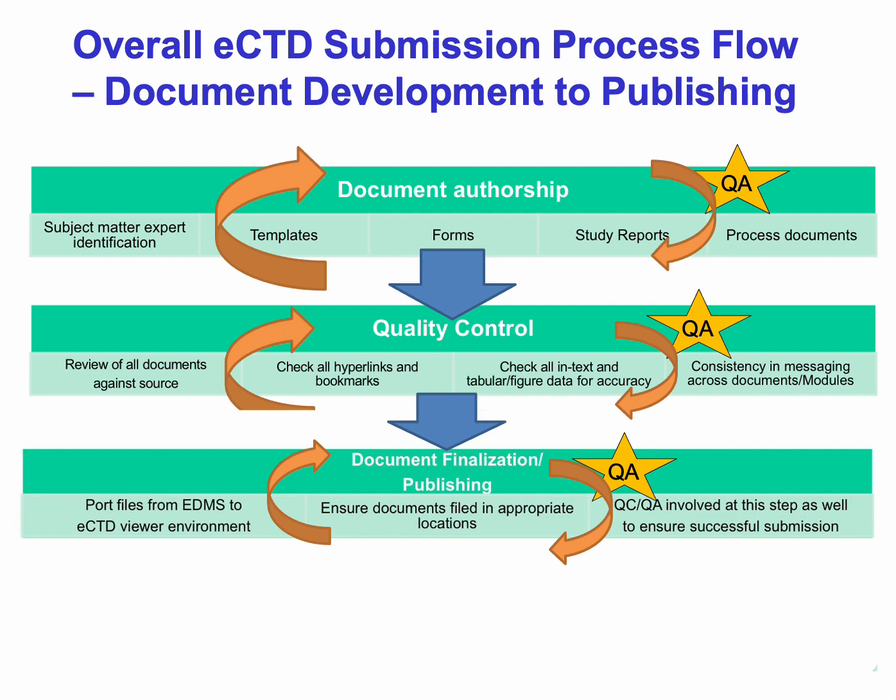And then after the QA, we're going to check all in-text and tabular figure data for accuracy of the content and for the format. Once this is done, we are going to the third step, which is document finalization and publishing. So here we are going to look into the files that we are going to add into our electronic document management system. These are again where we put all of the final versions of each document.